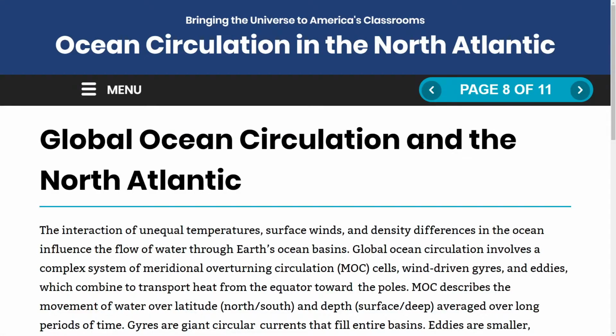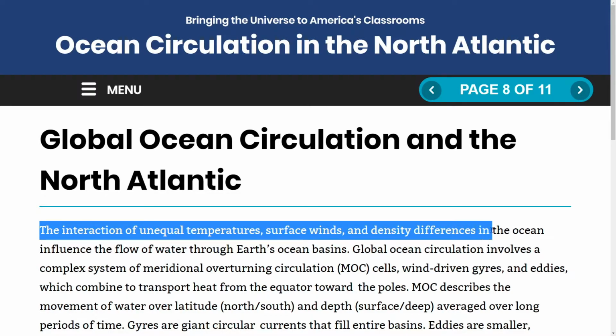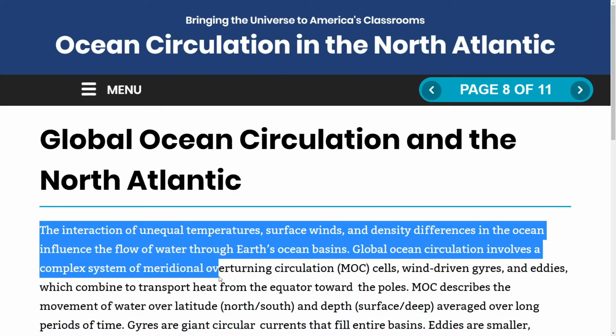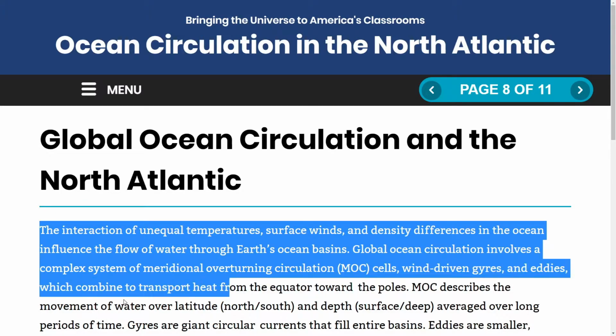Global ocean circulations and the North Atlantic, page 8. The interactions of unequal temperatures, surface winds, and density differences in the ocean influence the flow of water through Earth's ocean basin. Global ocean circulation involves complex systems of meridional overturning circulation, or MOC cells, wind-driven gyres and eddies, which combine to transport heat from the equator towards the poles.